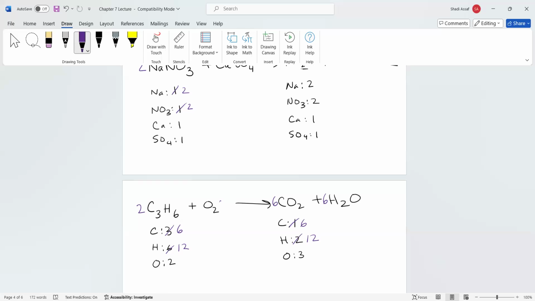Now let's look at the oxygen. So we have 6 times 2 is 12, and we have 6. So that's 18 on this side. 6 times 2 is 12 plus 6 oxygens. So then we have 18 and 2, least common multiple is 9. All right, erase this. And now that's 18.